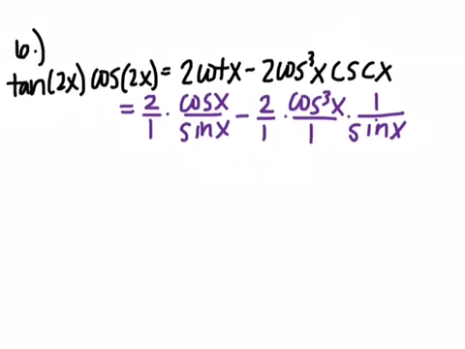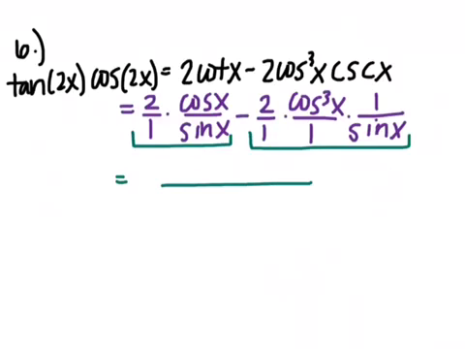And if you look here, you really only have 2 terms. It's a little hard to see because of the way I've written it here, but here's your first term, here's your second term, and they have a common denominator, which is awfully nice. So I'm going to write this all over my common denominator of sine of x, and it is 2 cosine of x minus 2 cosine cubed.